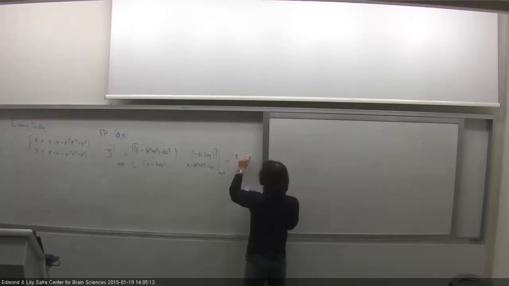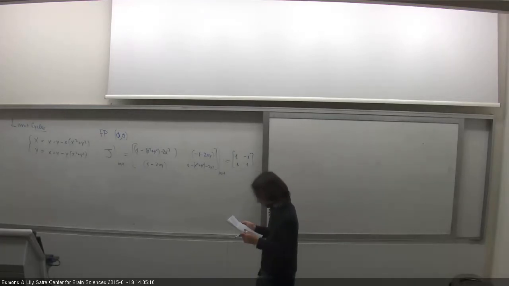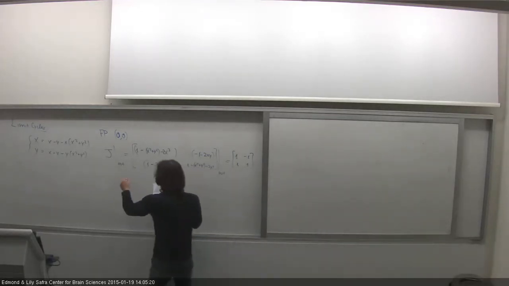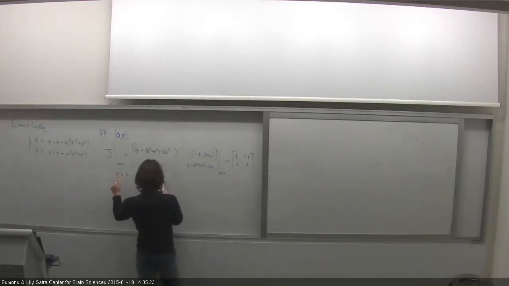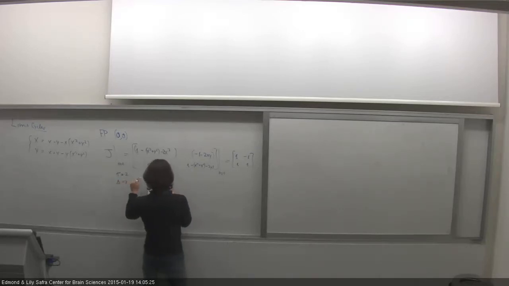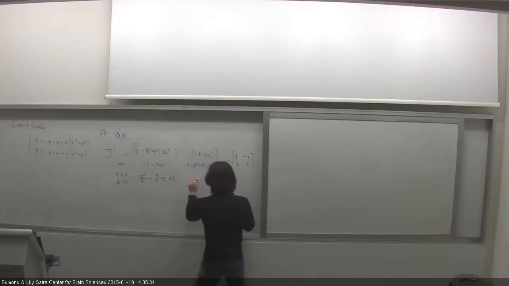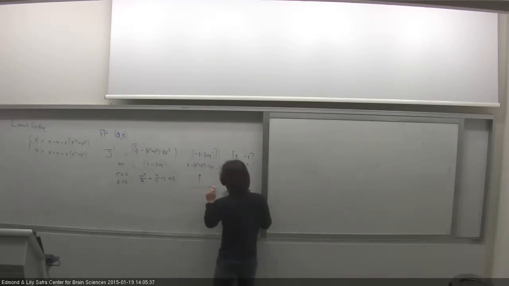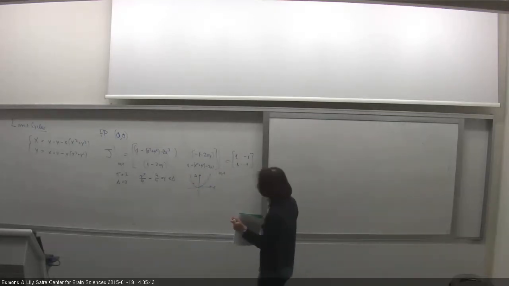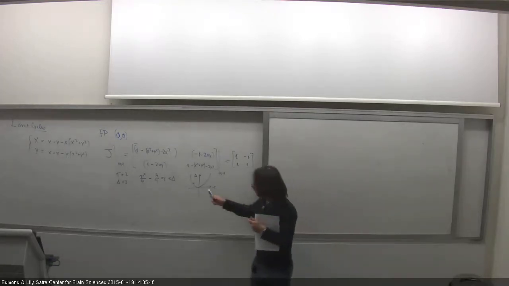I get 1 minus 1, 1, 1. The trace equals 2. Determinant equals 2. Trace squared over 4, 4 over 4, this is 1, and this is less than the determinant. So this means that on my determinant versus trace plane, my point is above the parabola.